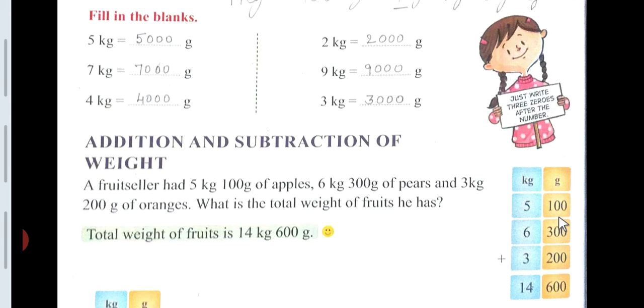So the total 0 will come as 0. Here also 3 zeros make 0 and you will add it. 1 plus 3 is 4, 4 plus 2 is 6. Come to the kg, 5 plus 6 is 11 and 11 plus 3 is 14. So the total weight of the fruit is 14 kilograms and 600 grams.